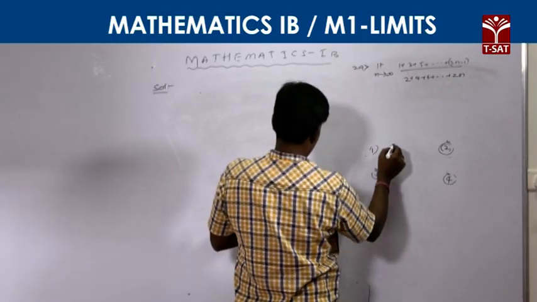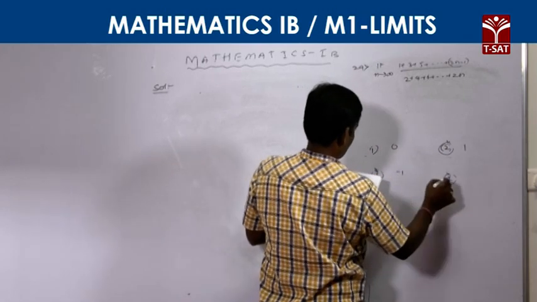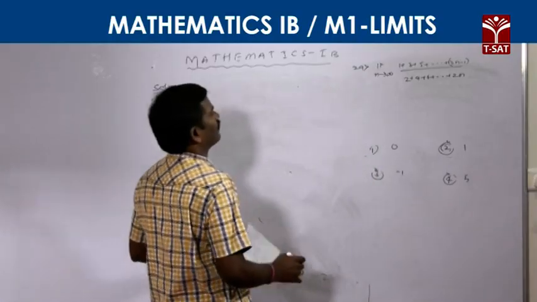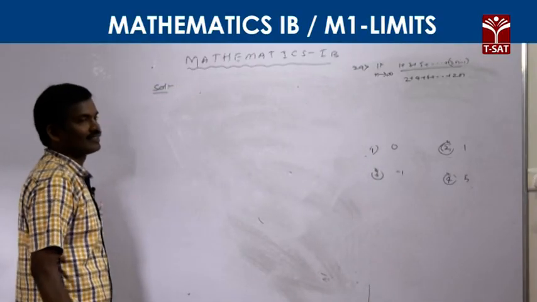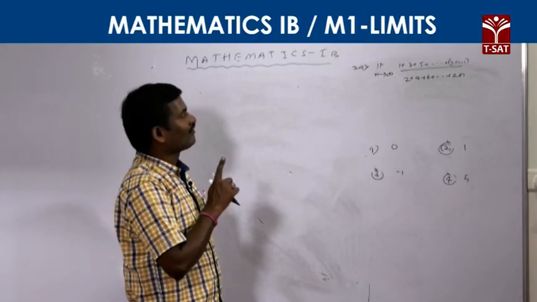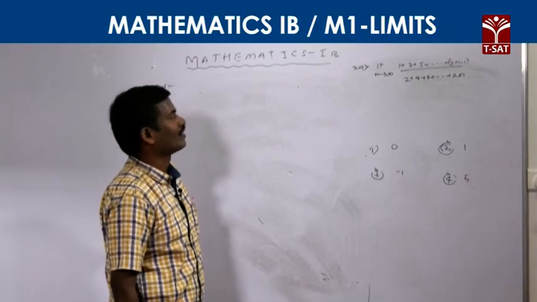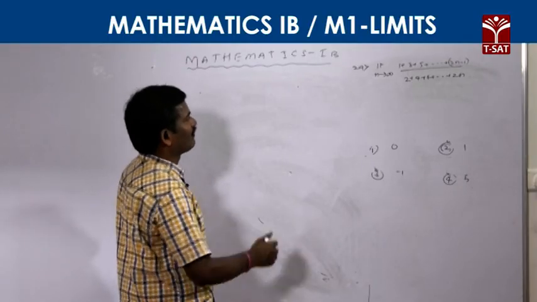So the first option is 0, 1, minus 1, 5. Here the numerator is a series that is given: 1 plus 3 plus 5, the sum of odd natural numbers. The denominator is 2 plus 4 plus 6, the sum of even numbers. So for that we have two formulas.